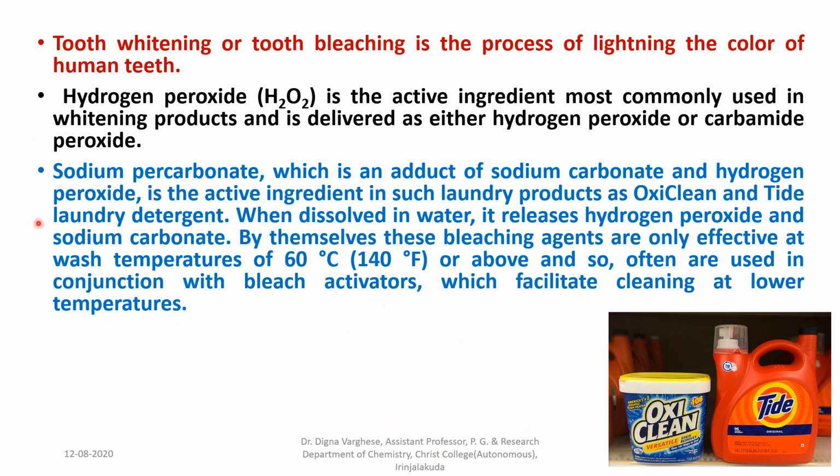Sodium percarbonate, which is an adduct of sodium carbonate and hydrogen peroxide, is the active ingredient in laundry products such as OxiClean and Tide laundry detergent, which when dissolved in water release hydrogen peroxide and sodium carbonate. By themselves, these bleaching agents are only effective at wash temperatures of 60 degrees Celsius or above, and so are often used in conjunction with bleach activators, which facilitate cleaning at lower temperatures.